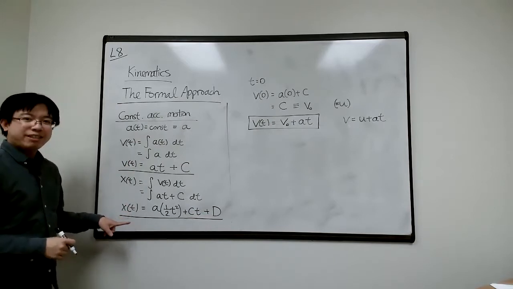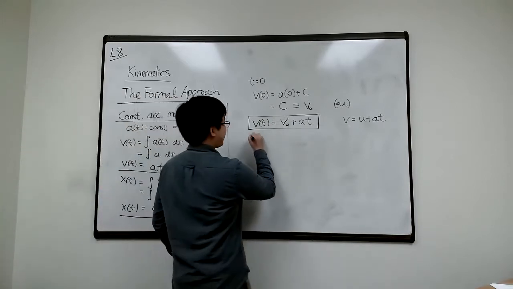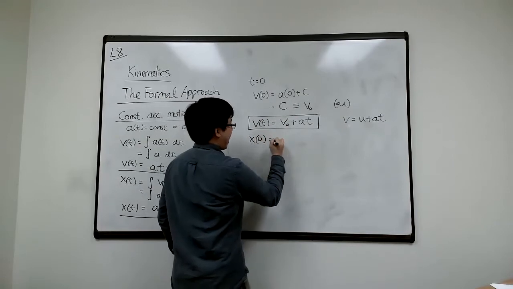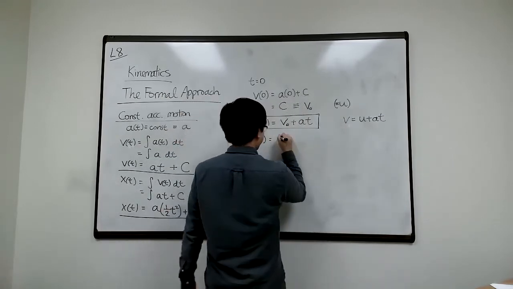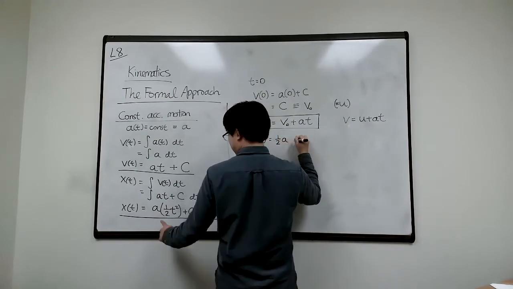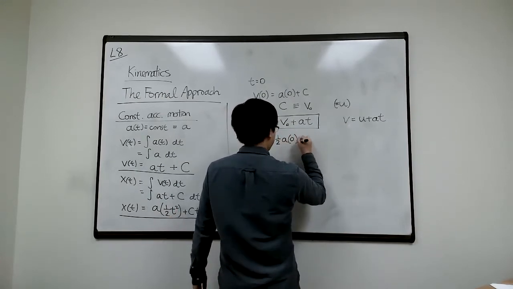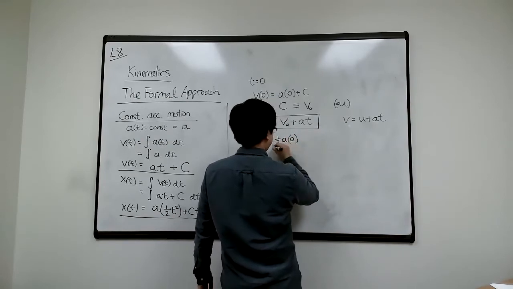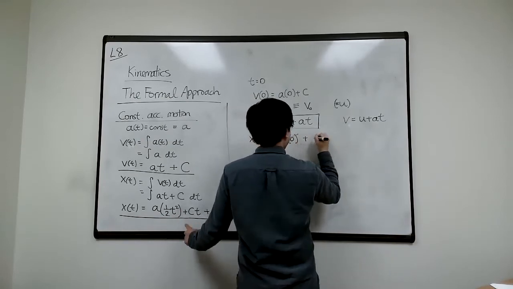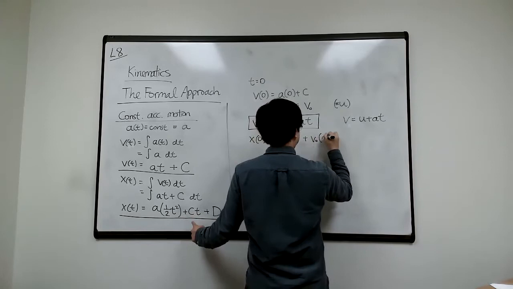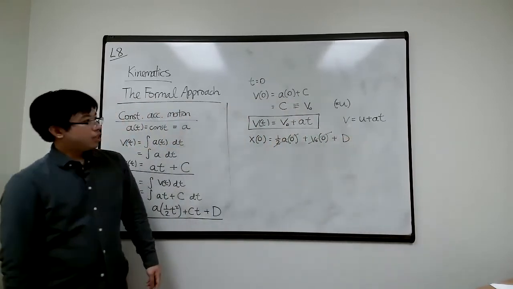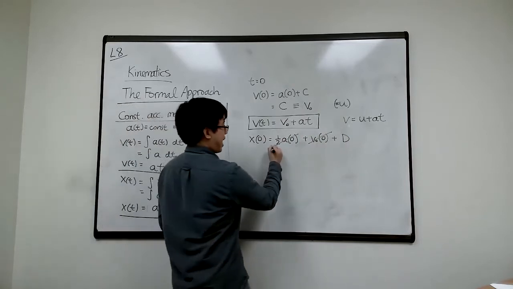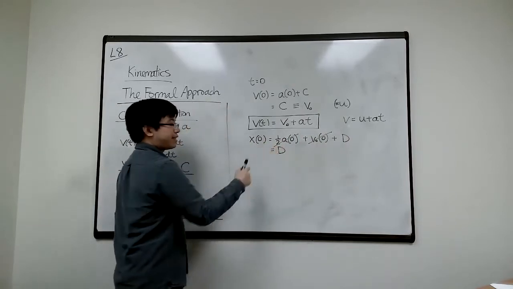Let's plug in t equals 0, right? So what happens if I investigate x of 0? We plug this in, so we have 1/2 a, but then this is going to be 0, so that's going to go away. Plus c is v naught, but we're plugging in 0, so again that's going to go away. And d. Can you notice that this x of 0 is d?